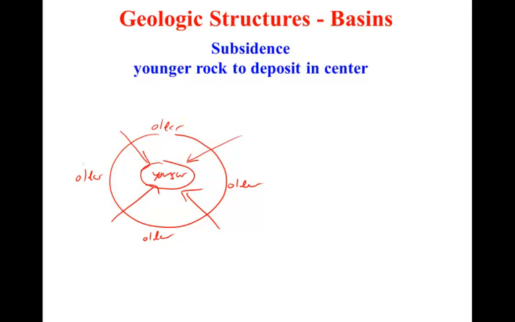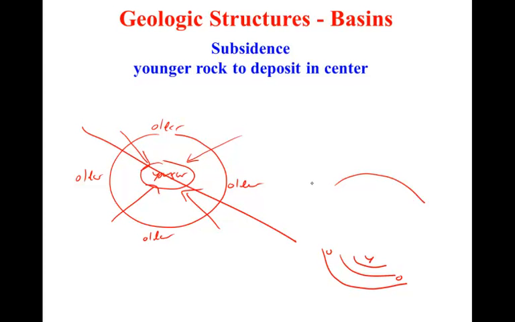If we were to take a cross section through our basin, what would it look like? It would look like a syncline. Younger rock in the middle, older rock around the edges. If we took a cross section through a dome caused by uplift, exposing older rock in the middle, what would a cross section through a dome look like? It would look like an anticline.